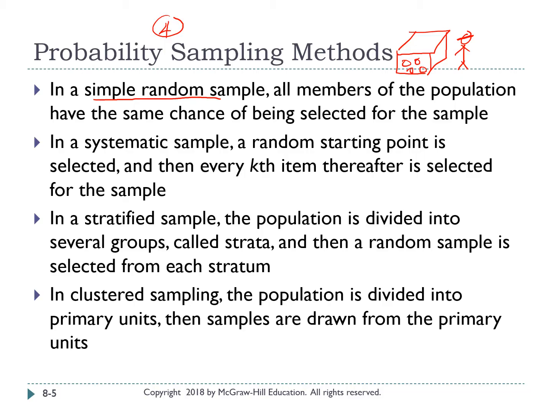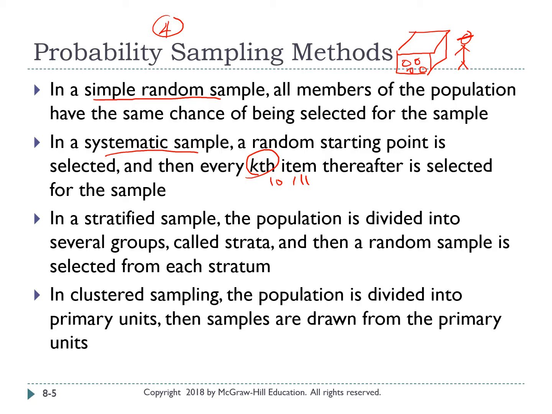The second one is systematic sampling. So a random starting point will be selected. If, let's say, you want to apply systematic sampling, you will select a starting point randomly, and then every k-th item, meaning every 10 items or 11 items, will be selected for the sample. Okay, we will discuss the details in the next slide.